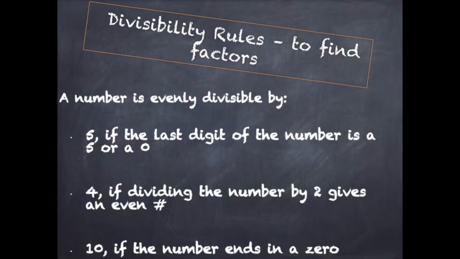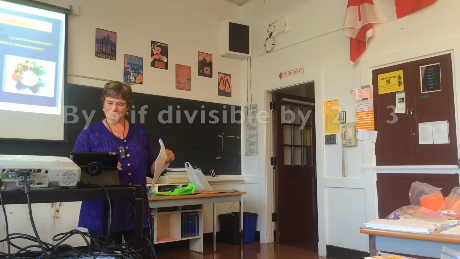A number is evenly divisible by 5 if the last digit of the number is a 5 or a 0. By 4 if, when you divide it by 2, you end up with an even number, because you could then divide that by 2 again. And then by 10 if the number ends in 0.